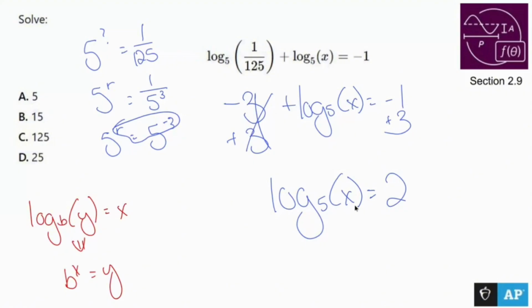So log base 5 of x equals 2 can be written out as 2. Nope, not 2. That was a close one. 5 to the second power equals x. And last time I checked, 5 to the second power is 25.